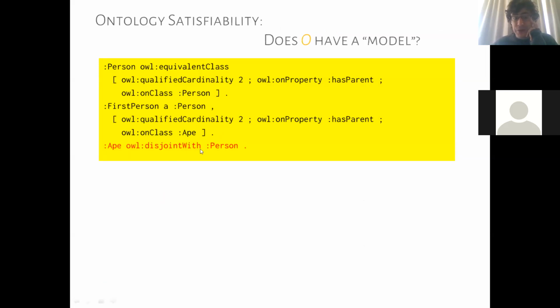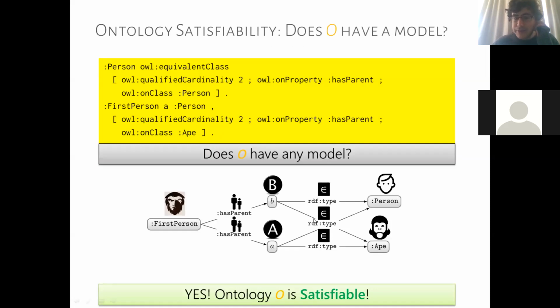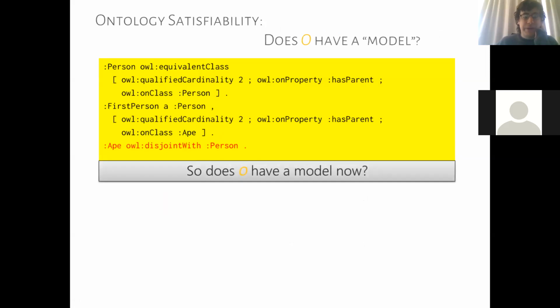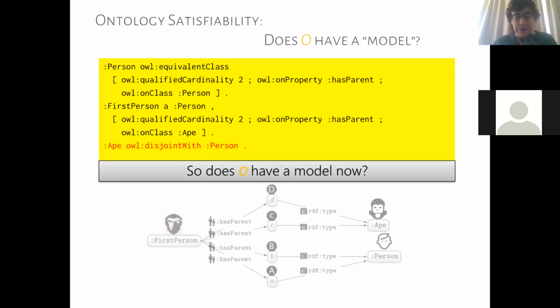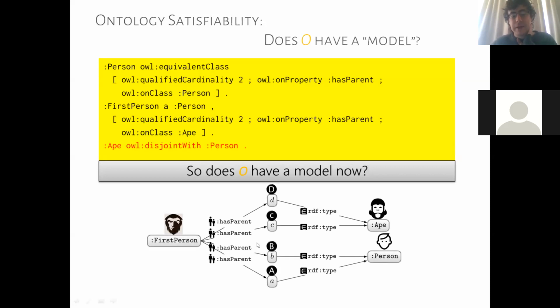What if we add that ape is disjoint with person? So now that we say that something cannot be an ape and a person at the same time, we rule out this trick of just saying the parents are of type person and ape. But if we rule out that possibility, we still have another model, which is basically that now first person has four parents. And two of those parents are apes and two of those parents are people. Again, when we talk about qualified cardinality, we only count the things that are in this class. So in no part of this ontology have we defined that first person only has two parents. So first person can have two parents that are apes and two parents that are people, and we have a valid model still for the ontology.